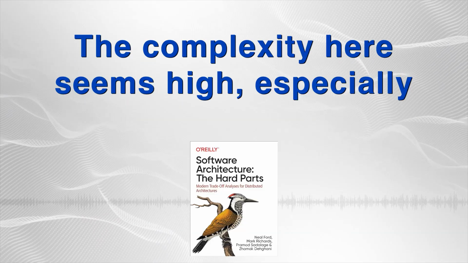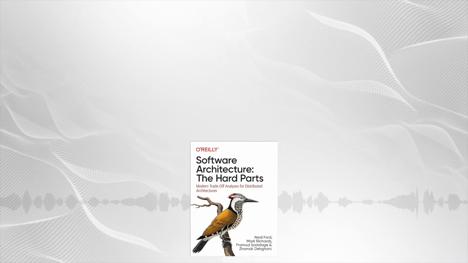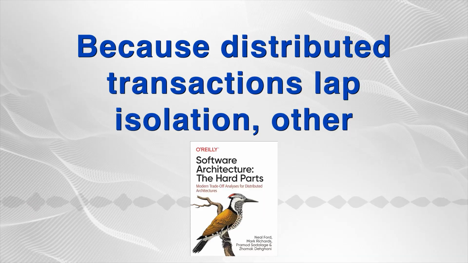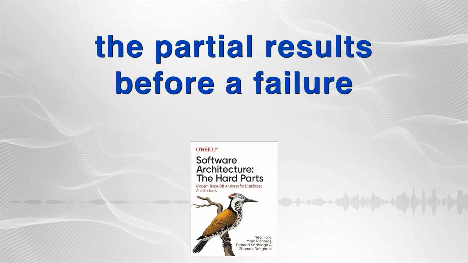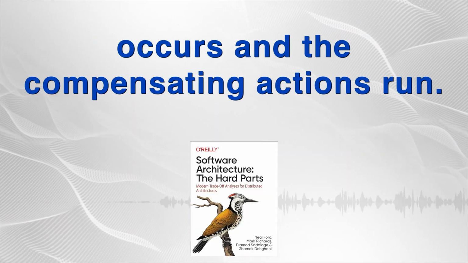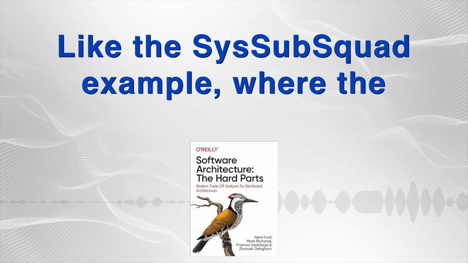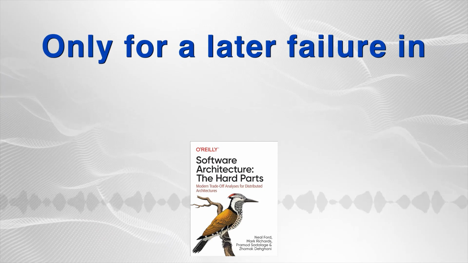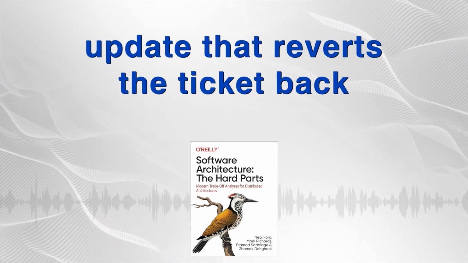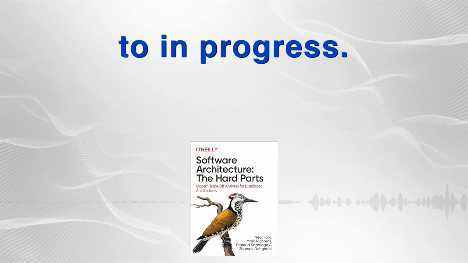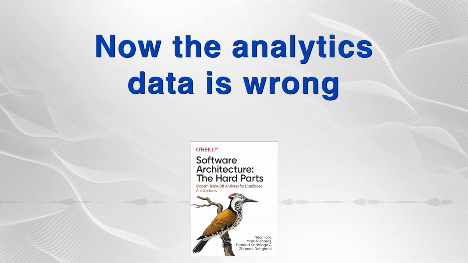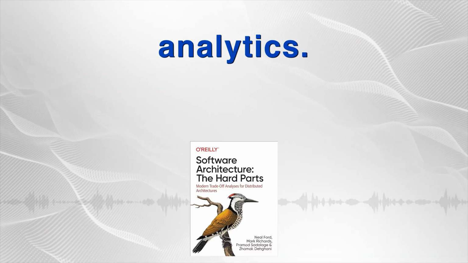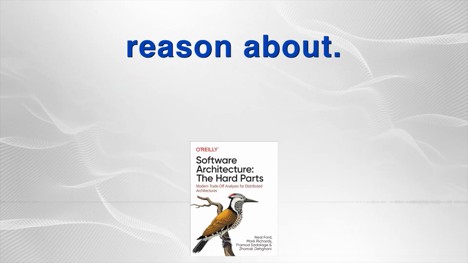The complexity here seems high, especially because there's no isolation. That's the critical point. Because distributed transactions lack isolation, other services might see and react to the partial results before a failure occurs and the compensating actions run. Like the SysOps Squad example, where the analytics service might process a ticket-completed event, only for a later failure in the saga to trigger a compensating update that reverts the ticket back to in progress. Now the analytics data is wrong, and you need another mechanism, possibly another compensating event, to correct the analytics. It can get incredibly complex to reason about.